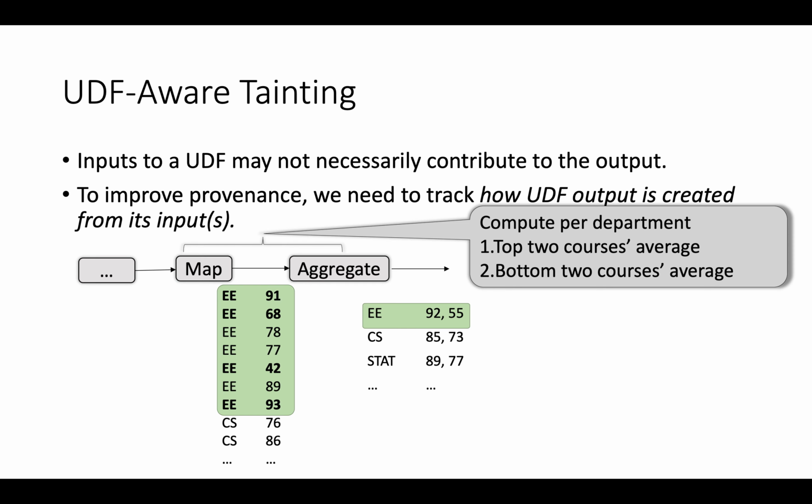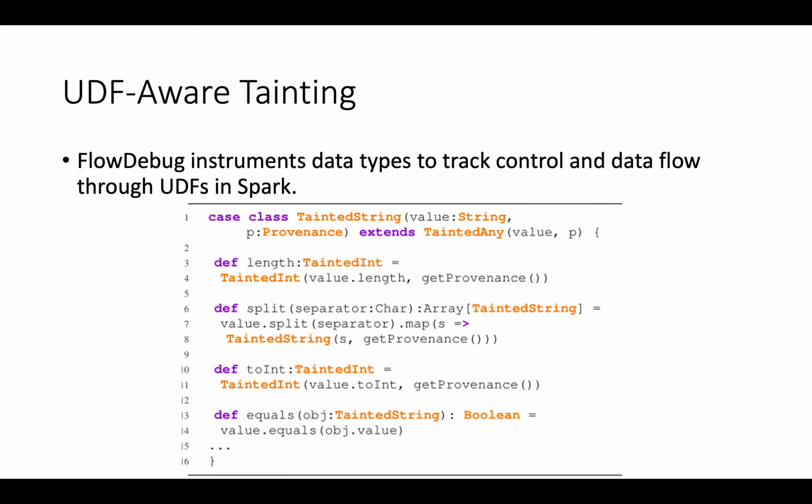To track this kind of UDF behavior, FlowDebug instruments each data object to track operations and interactions with other data objects. The result is a mirrored object API that proxies to the original data object while tracking provenance. Here we have an example of the tainted string class that we implemented to mirror the normal Scala string. And you'll note that its methods behave the same as the original class, but return tainted objects where applicable, and also track an internal provenance state.